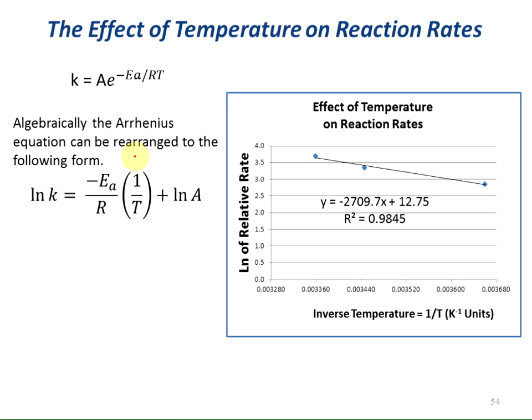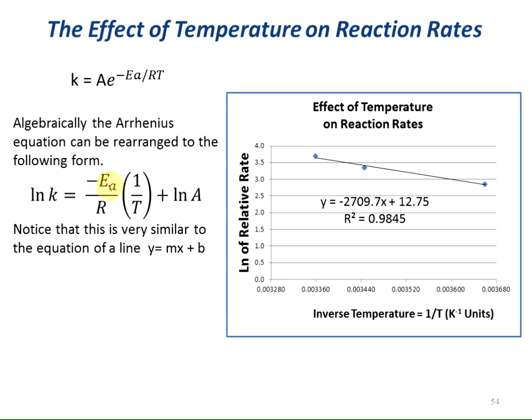And since we're taking the ln of the natural number e, that disappears, and so we just get the negative E sub A over RT. And when it's arranged like this, it should look familiar to you, because this should look like an equation for a line if we plot the ln of k versus the inverse temperature. So in this case, the ln of k would be on our y-axis and inverse temperature would be on our x-axis. And from the slope of the line, we can get the energy of activation.